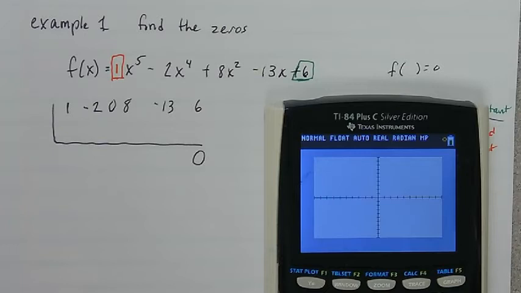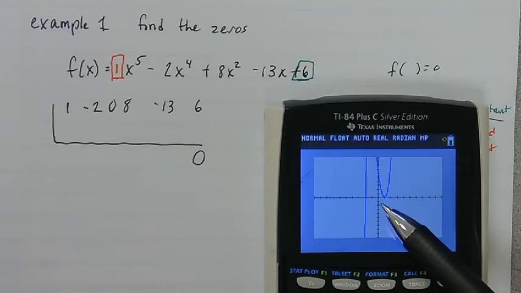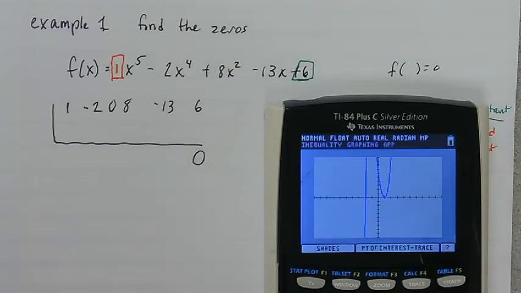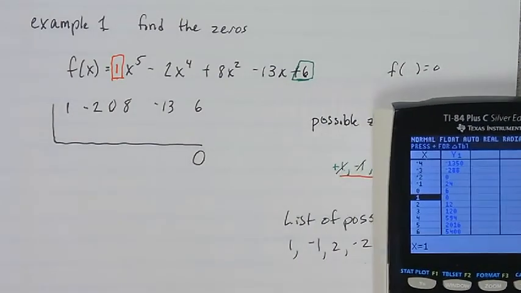And then I'm going to look for the places where this thing crosses the x-axis. So it looks like it's crossing right here at -2. Maybe it comes down and touches right here at 1. I'm going to double check that by hitting second graph and looking at the table. I'm trying to find the places where the y is 0. So yep, -2 was 0, and it looked like 1 is also. So I know that I'm going to try both of those places.